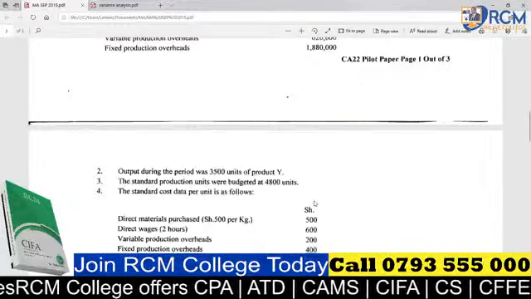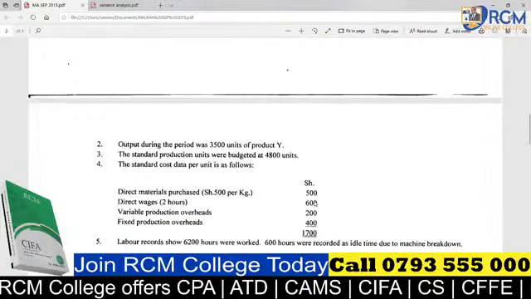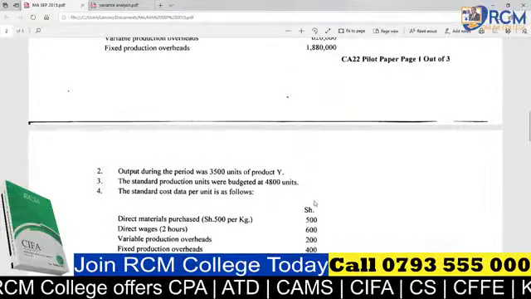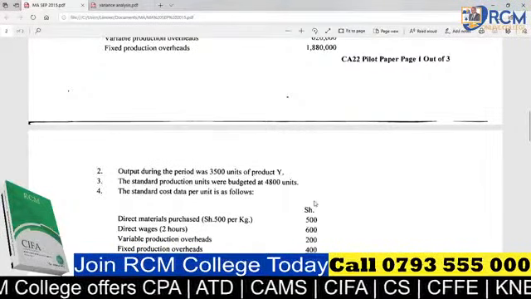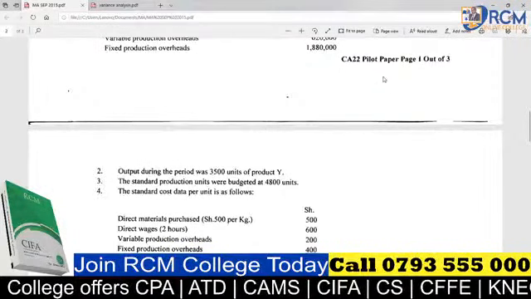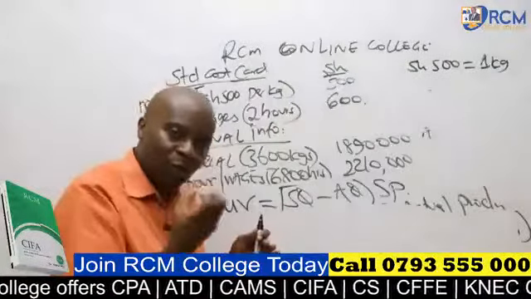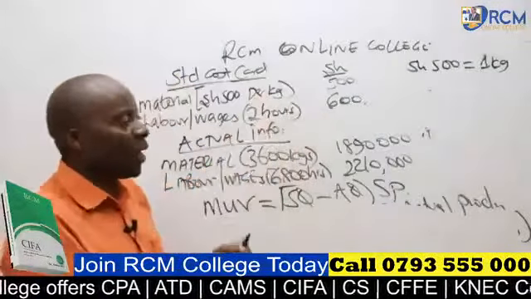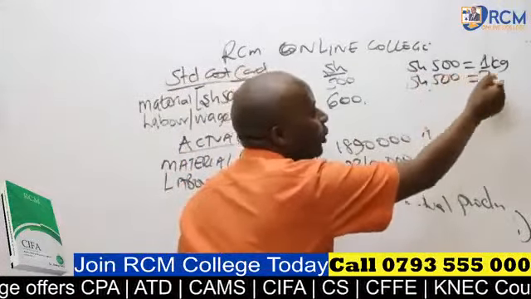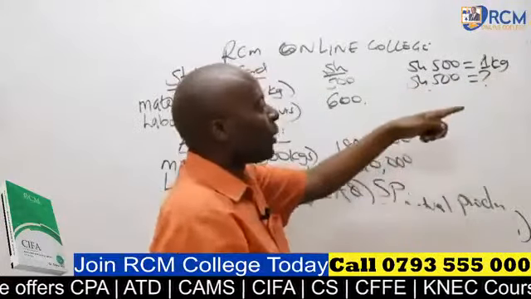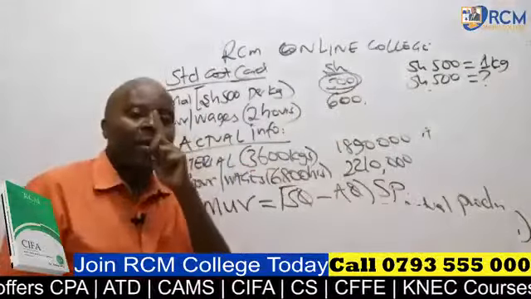Ladies and gentlemen, fortunately, they have given us a rate. They have told us in the standard card that shillings 500 equals 1 kilogram. And our unit is taking exactly 500. Assuming it was taking 1,000 shillings in terms of materials for one finished unit, then I would have said that we need 2 kilograms. But here, to make our product, we need shillings 500. So if you cross multiply, you realize that the standard quantity is still 1 kilogram.